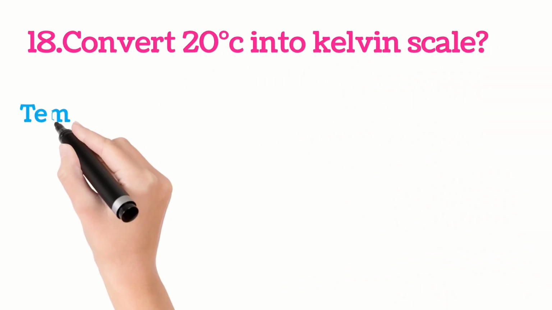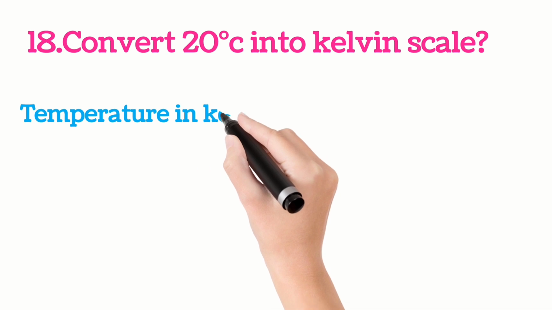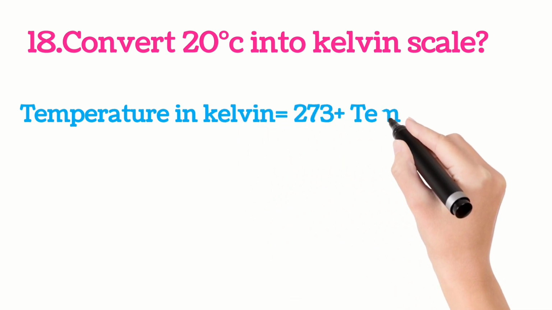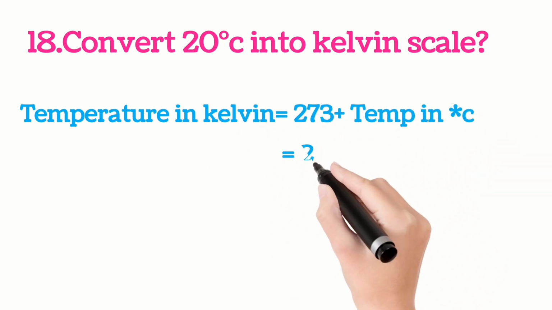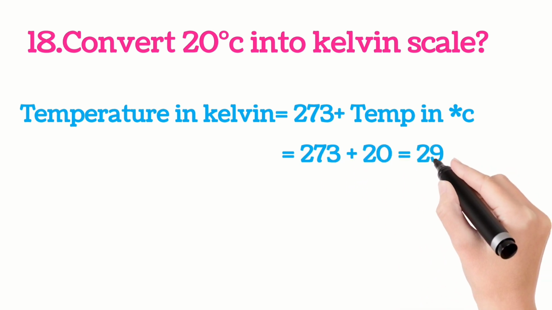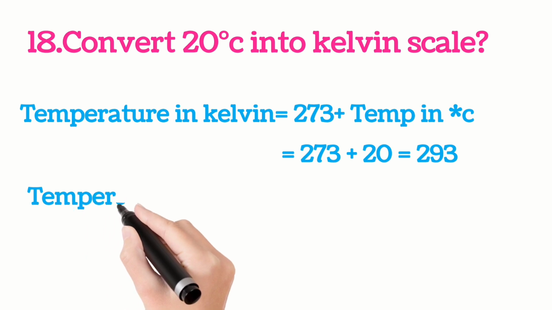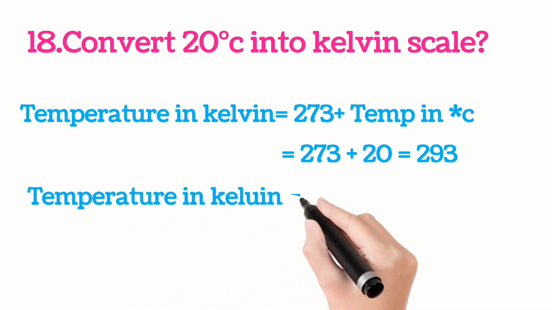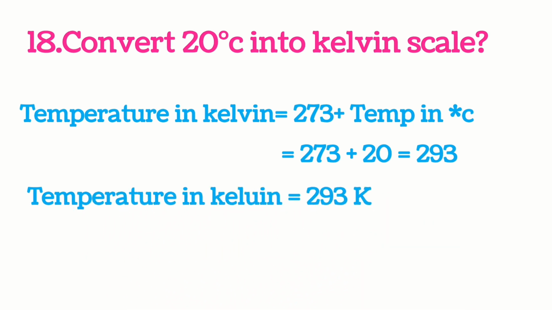Convert 20 degrees Celsius into Kelvin scale. Temperature in Kelvin is equal to 273 plus temperature in degree Celsius. 273 plus 20 is 293. So temperature in Kelvin is equal to 293 kelvins.